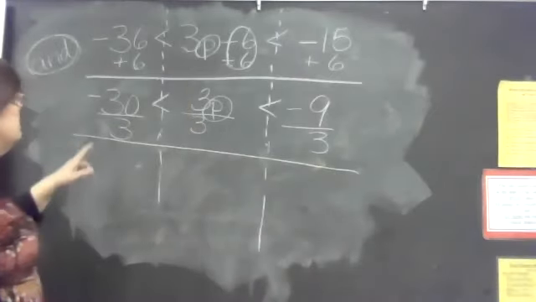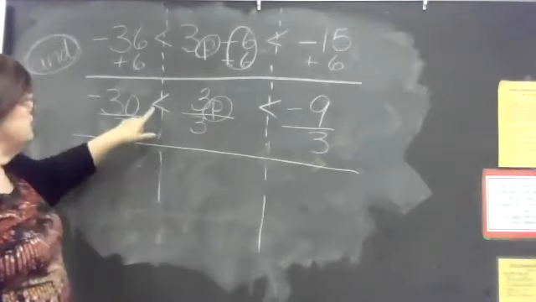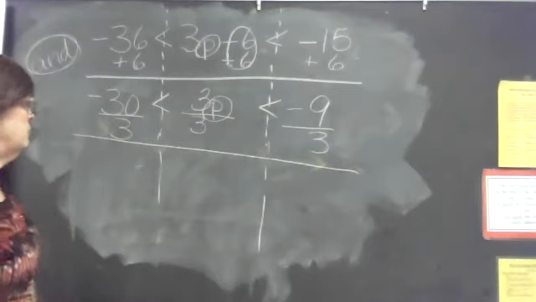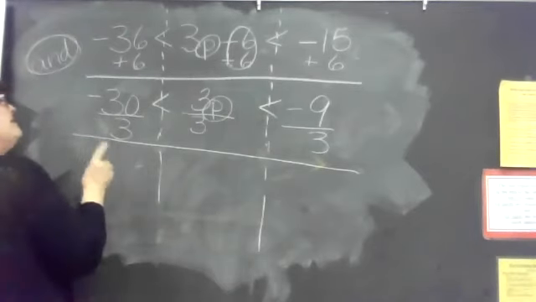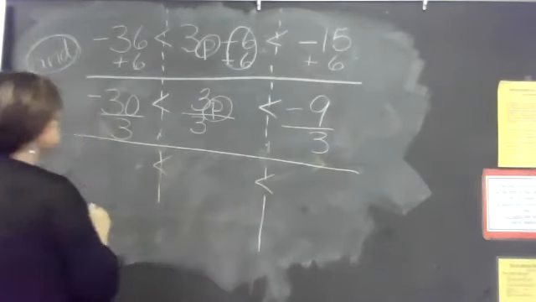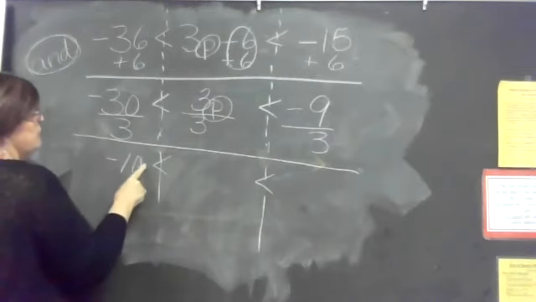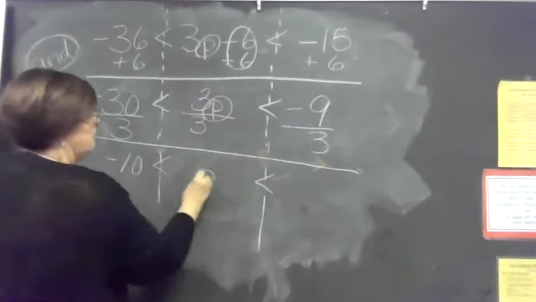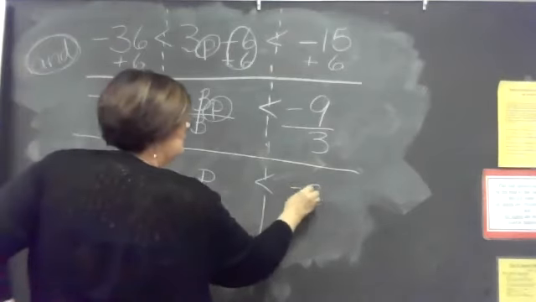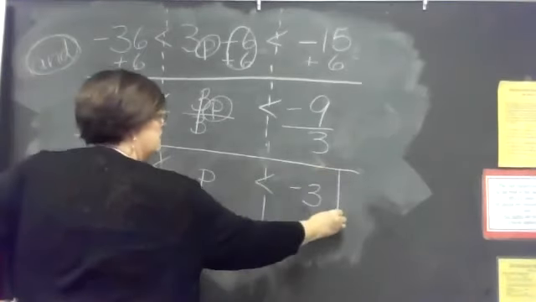I'm going to look at what I did. I divided by 3. Do I need to change these signs on the next step? No, because I divided, but I didn't divide by a negative. So they're going to stay the same. Negative 10, go review your negative rules. P, that's a 1p, and negative 3. The p is by itself.